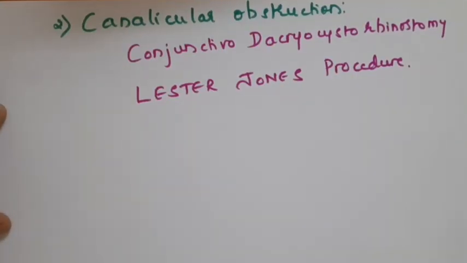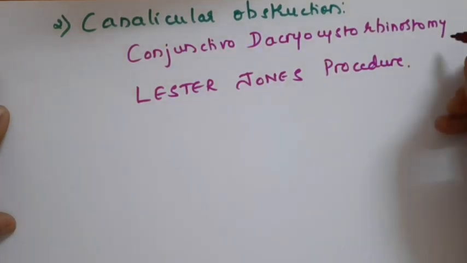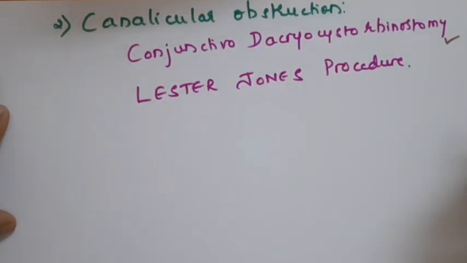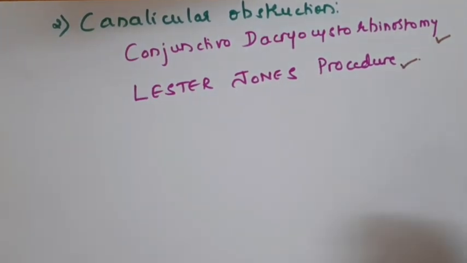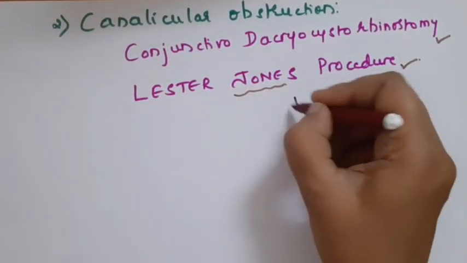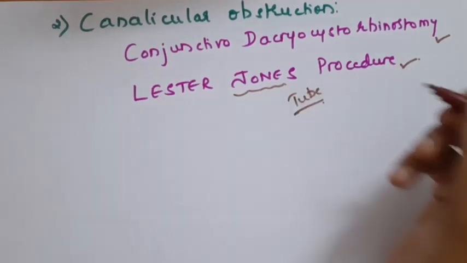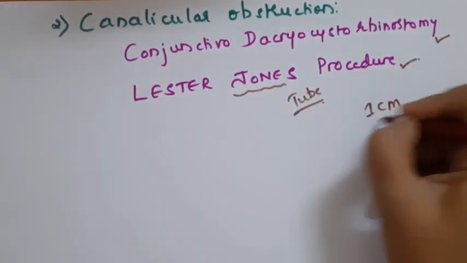The next surgery we have is for the canalicular obstruction. Suppose there is some obstruction in the common canaliculi or even the upper or the lower canaliculi. There we can plan for conjunctivo-dacrocystorhinostomy. It is also called the Lester-Jones procedure. Here we use the Jones tube. It is a small pipe-like thing which is around 1 centimeter in length.